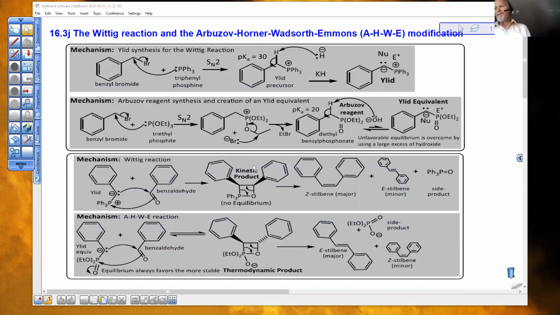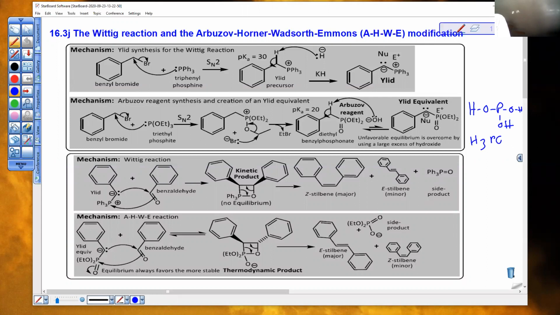You start with a phosphorus nucleophile that's a little different. This is a triester of phosphorous acid. Phosphorous acid is H3PO3. Let's put that over here. Cross your fingers. Here we go. And that's phosphorous acid.